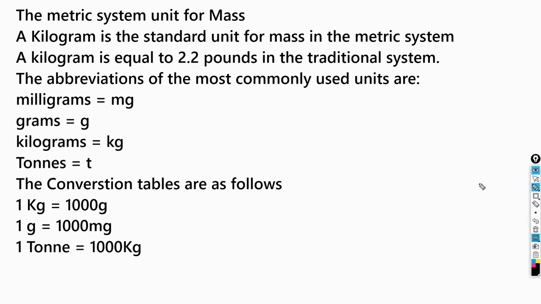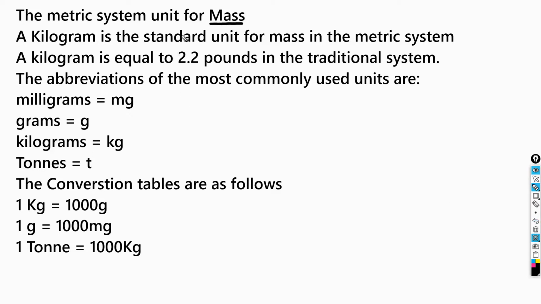Today we're looking at mass, or weight, how heavy something is. A kilogram is the standard unit for mass in the metric system. A kilogram is equal to 2.2 pounds in the traditional system, the old system that's not the metric system. We still use pounds a lot, but we're going to focus on kilograms.